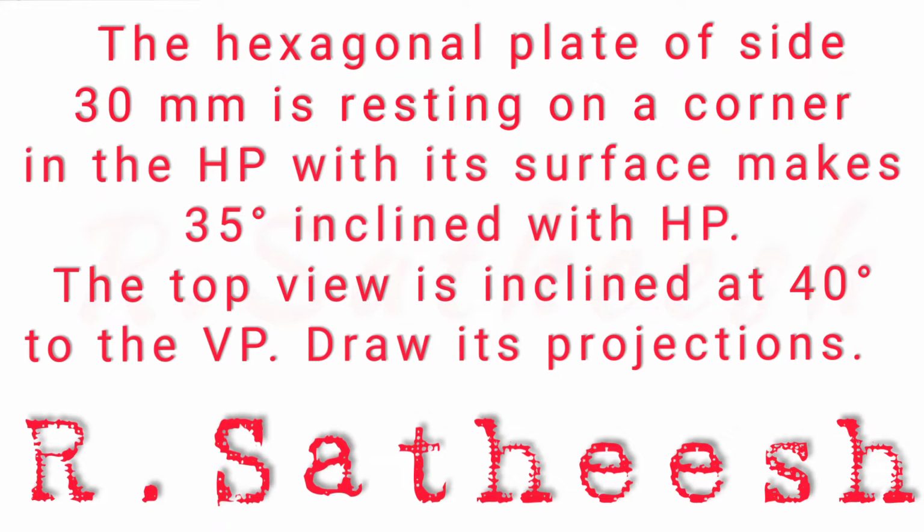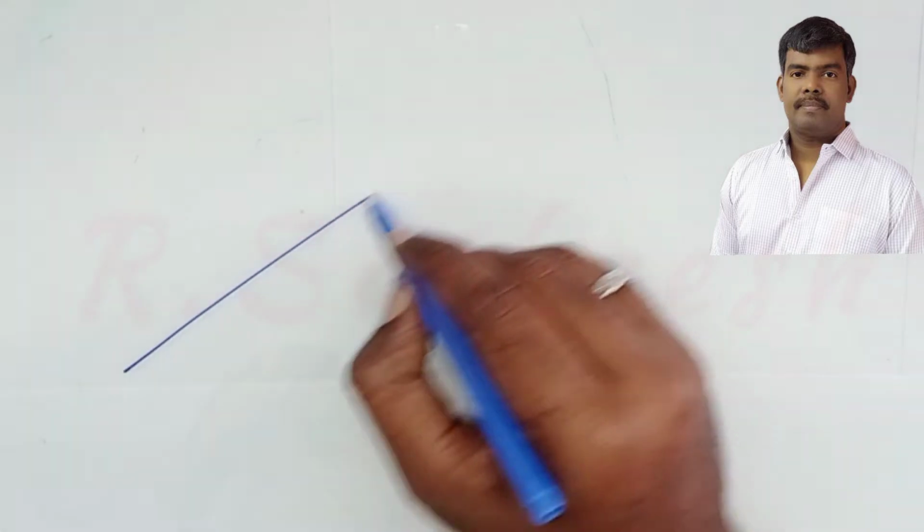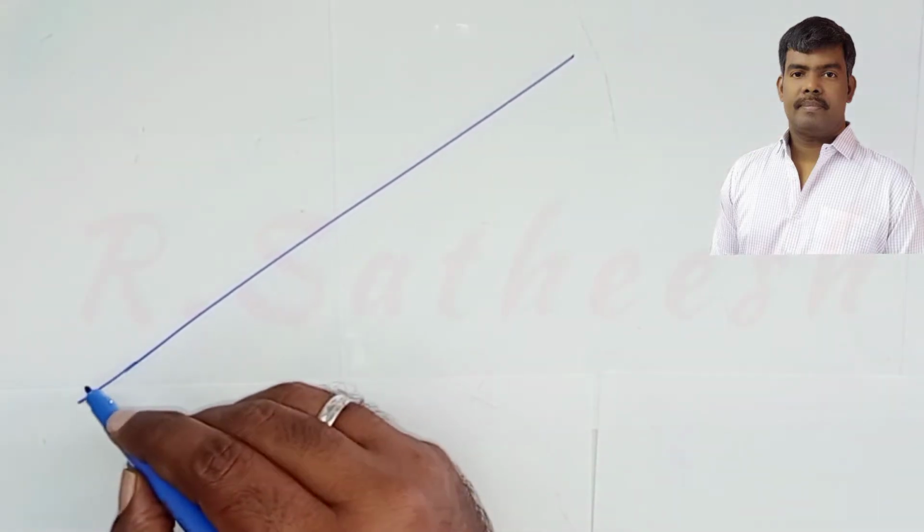So based on that, a hexagonal plate of side 30 mm is resting on a corner in HP with its surface inclined at 35 degrees to HP. The top view is inclined at 40 degrees to the VP. Draw its projection. Clear? So first you draw the XY reference.